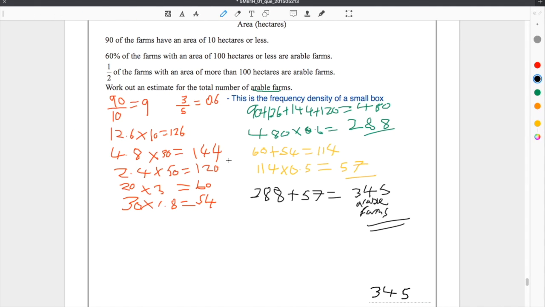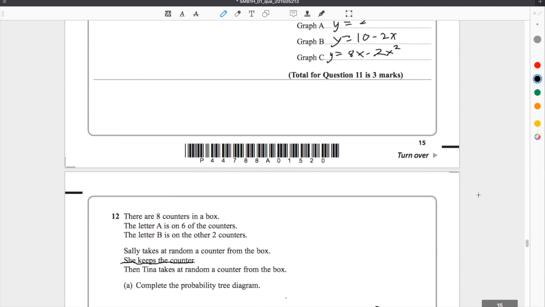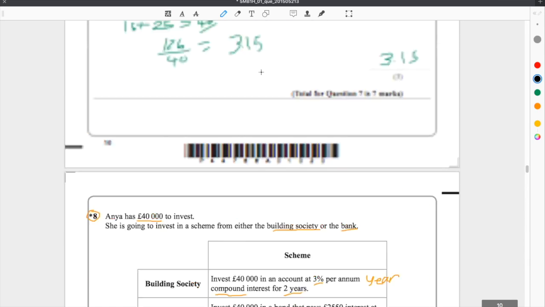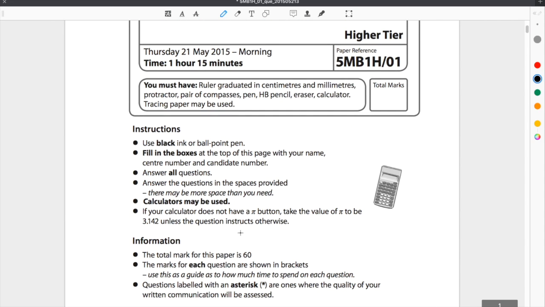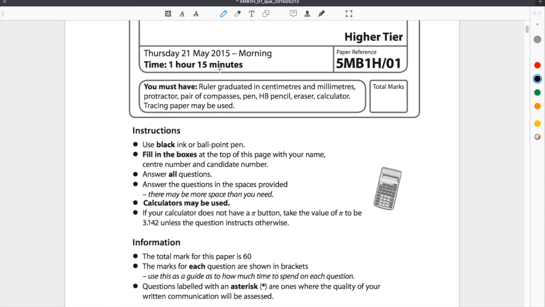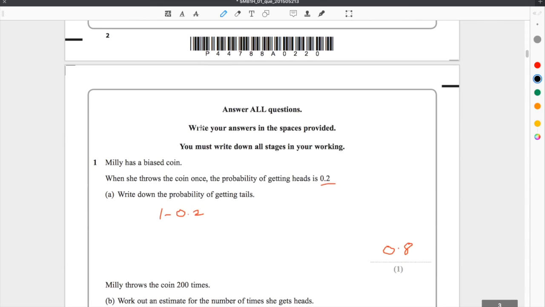So that is the paper completed. If we go back to the very start of this, we can see that we get 60 marks and we're allowed 1 hour 15 minutes, which is as long as this video has lasted. So time should not be an issue with this exam.